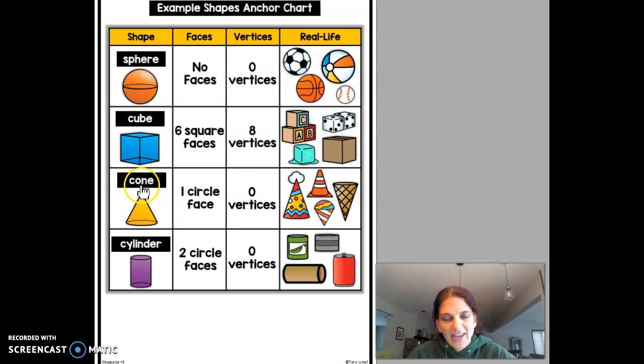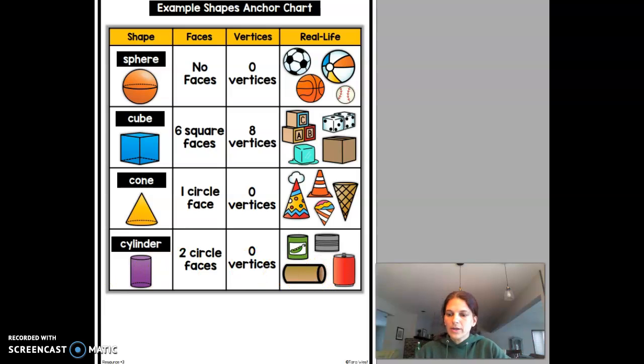Our next one, does anyone know what that is? It's a cone. It has one circle face at the bottom and no vertices. Some real-life examples: birthday hat, a parking cone, an ice cream cone, and a snow cone. And the last one is a cylinder. The cylinder has 2 circular faces and no vertices, no points. Can of beans, a block, that reminds me of the blocks that we have in school. Another can and a can of soda.